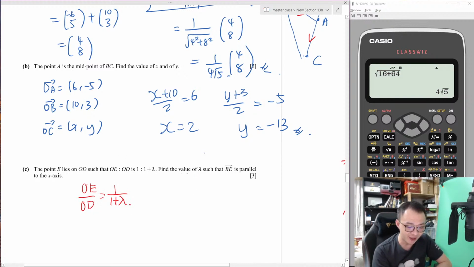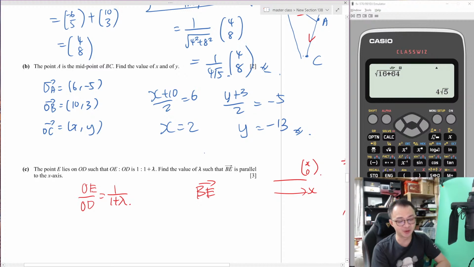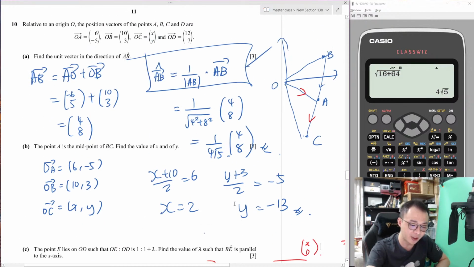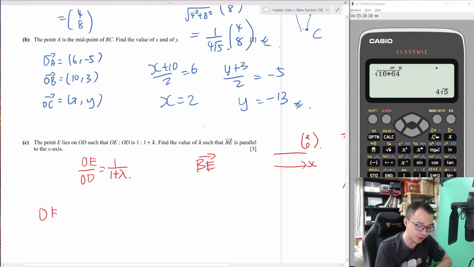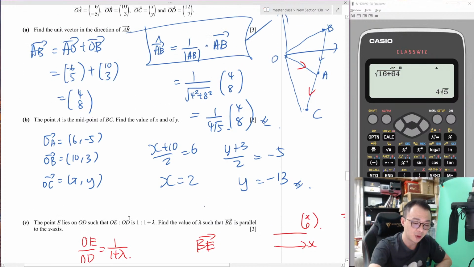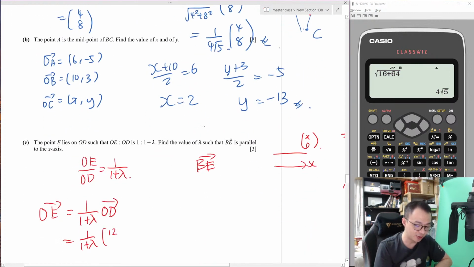Then to find the value of lambda, BE is parallel to the x-axis. Any vector parallel to the x-axis, we only move the x, right? The y should be 0. This is what happens when parallel to it. So from there we can get OE. OE should equal 1 over 1 plus lambda times OD. And we have the vector of OD, OD is 12, 7.